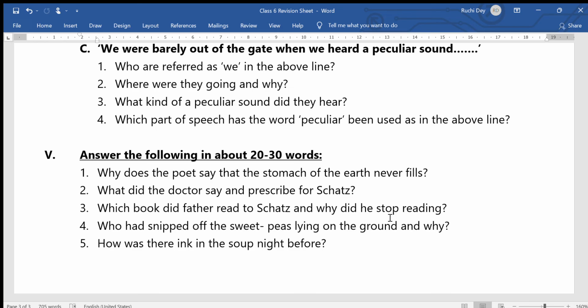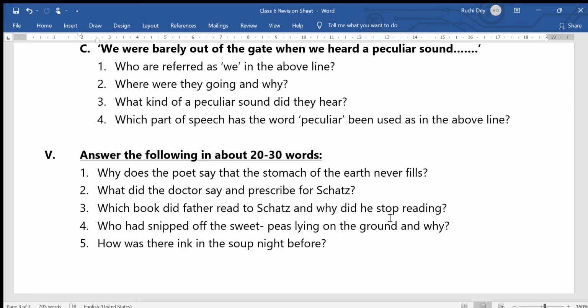Which book did father read to Schwartz and why did he stop reading? There was a book on pirates which he was reading, if you remember. And why do you think he stopped reading? Simply because he felt Schwartz was not listening to him. He was lost in his own thoughts.